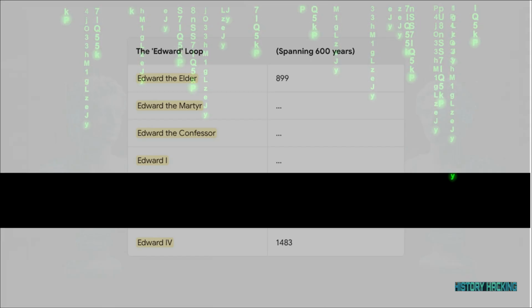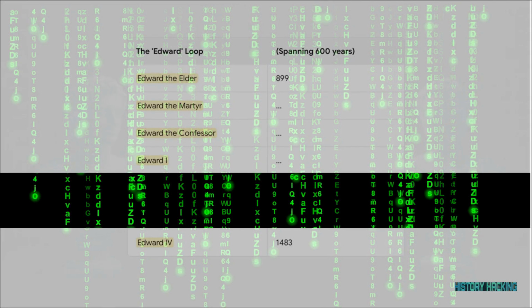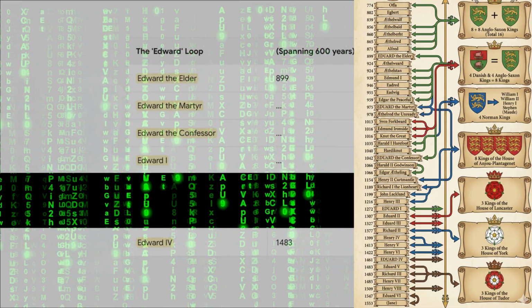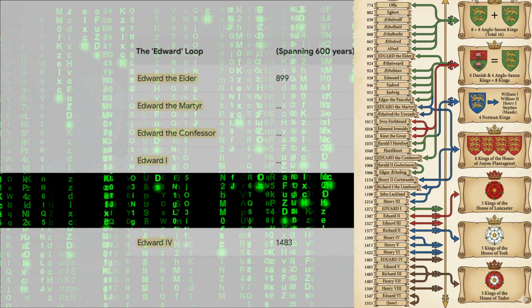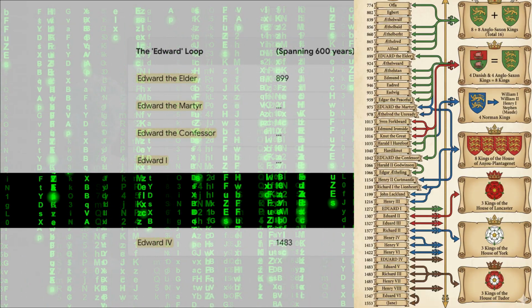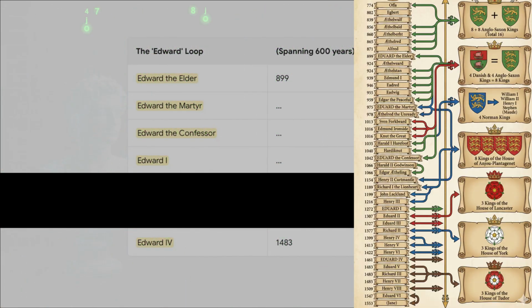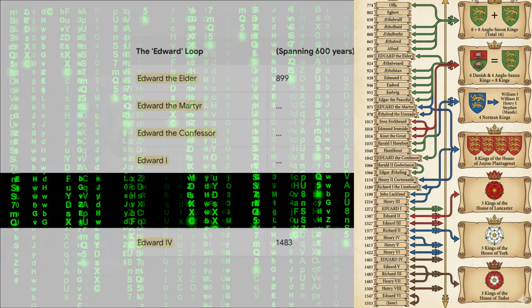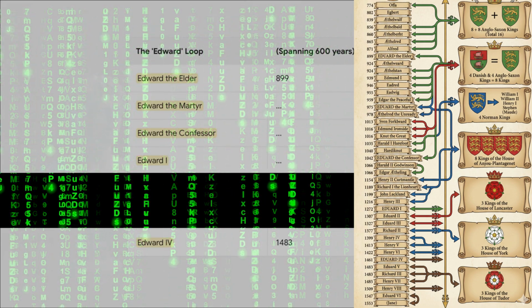And there it is. You see it? Starting with Edward the Elder back in 899, every single 7th king is named Edward. Edward the Martyr, Edward the Confessor, then Edward the First, Second, Third, and Fourth. It's a perfect, unbroken loop, a 7-step cycle that just executes flawlessly for almost 600 years.